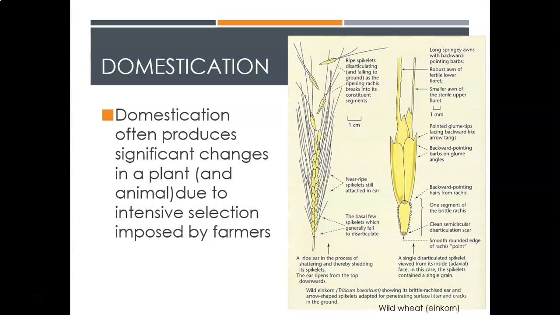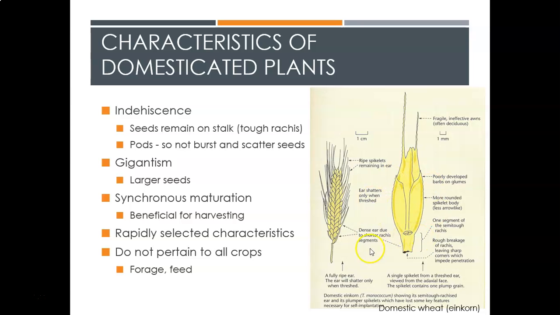Domestication, I've already mentioned, is a radical way that we can understand how plants are being utilized, because we're seeing the selection for particular traits. So the example I've given here is the difference between einkorn or wild wheat and then domestic wheat as well, or a domestic version of einkorn itself, right? And so some of the characteristics that we see in these domesticated plants include something called indehiscence. Sorry, I'm probably pronouncing that wrong. This is where seeds remain on the stalk.